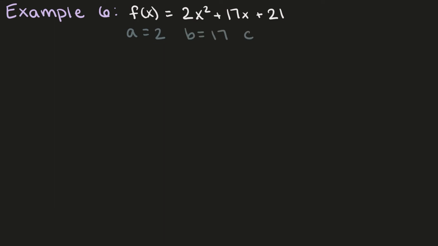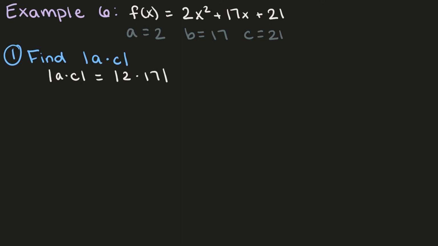Let's take one last example. We have f of x equals 2x squared plus 17x plus 21. Our a is equal to 2, b is equal to 17, and c equals 21. First, we'll find the absolute value of a times c. The absolute value of a times c is the absolute value of 2 times 21, which is 42.